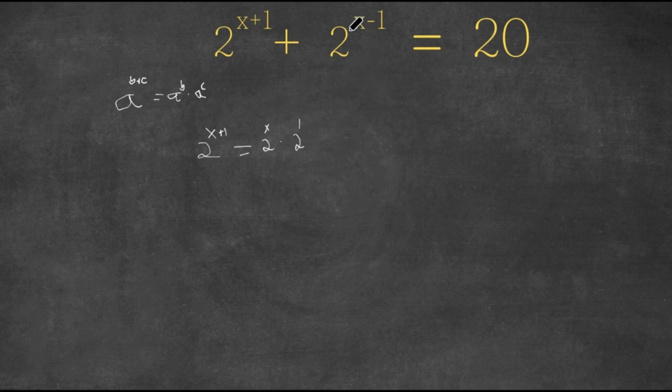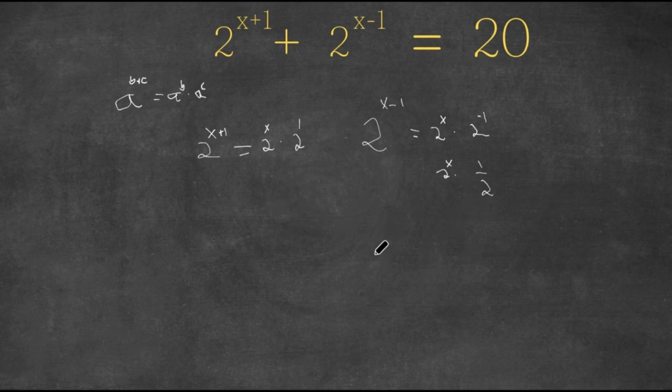And we're going to do the same thing with 2 to the power of x minus 1. So 2 to the power of x minus 1 is equal to 2 to the power of x times 2 to the power of negative 1. And 2 to the power of negative 1 can be simplified into 1/2. So this is 2 to the power of x times 1/2.